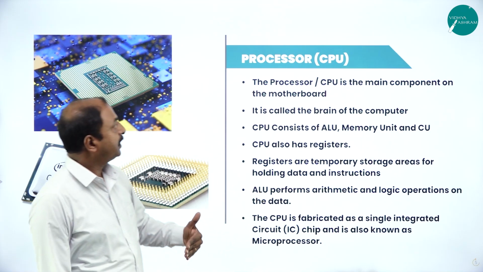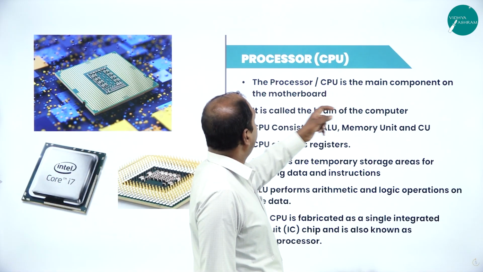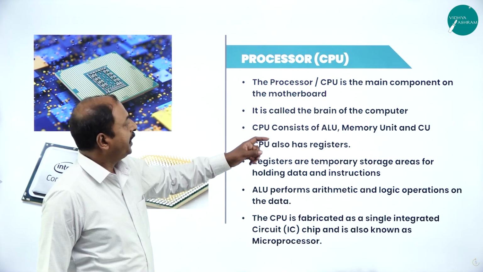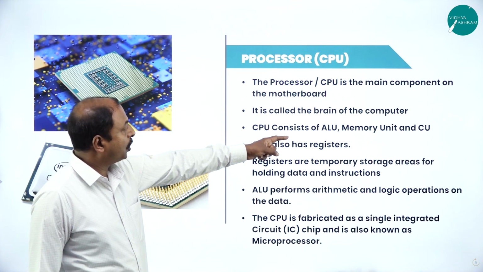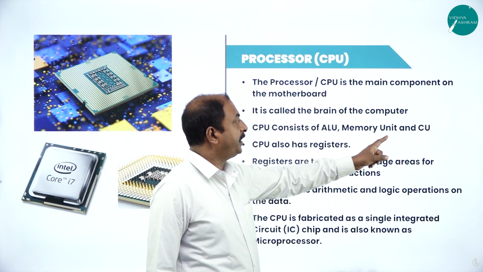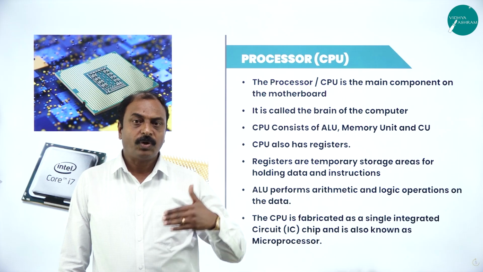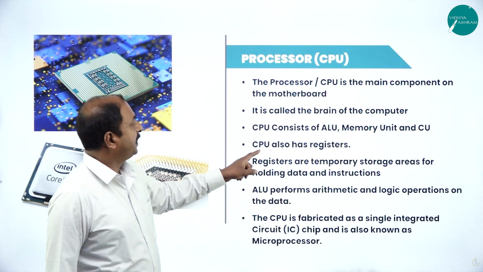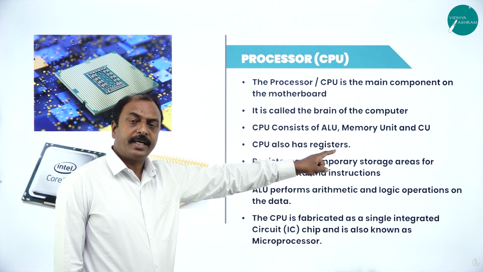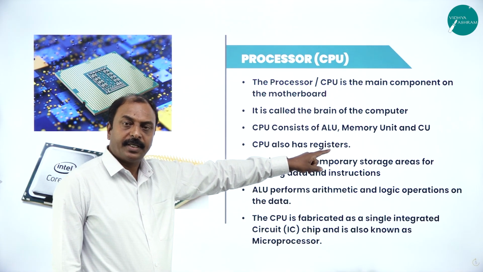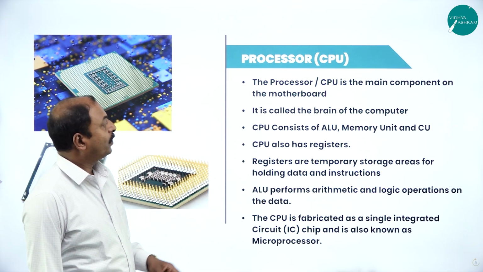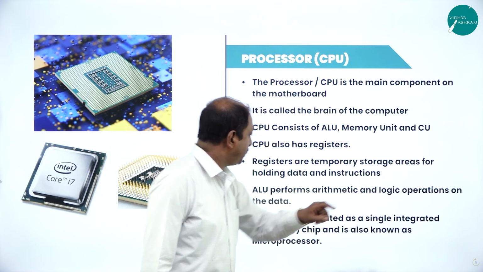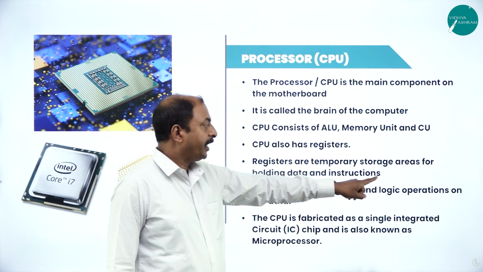So what is a processor? Processor is the main component on the motherboard and it is called the brain of the computer. It consists of ALU, memory unit and control unit. This is what we have seen in the block diagram of computer system. CPU also has the registers. It is also a type of memory fabricated inside the processor. And what are registers? Registers are temporary storage areas for holding data and instructions.